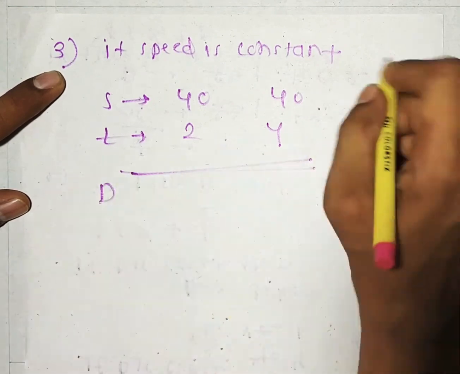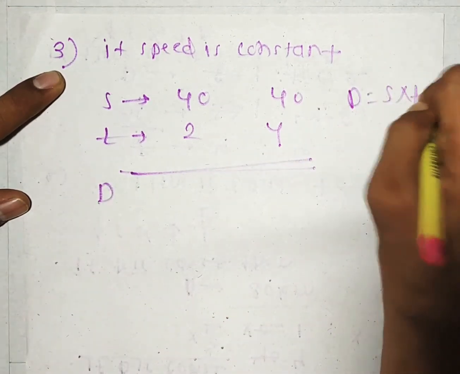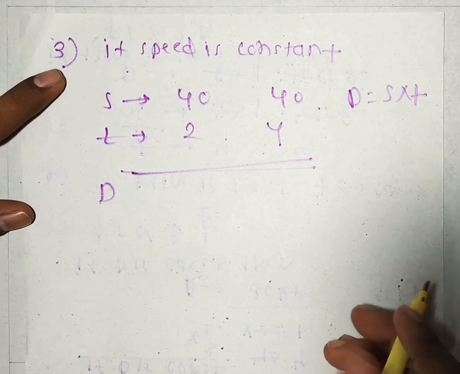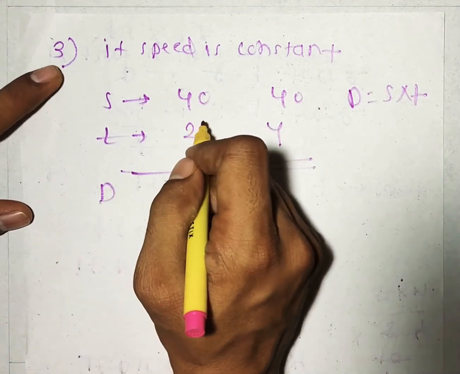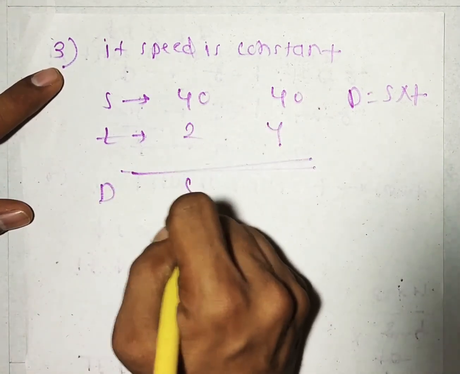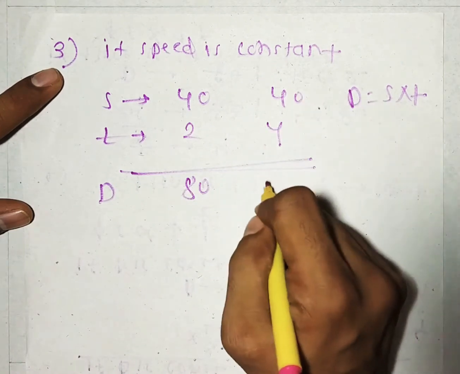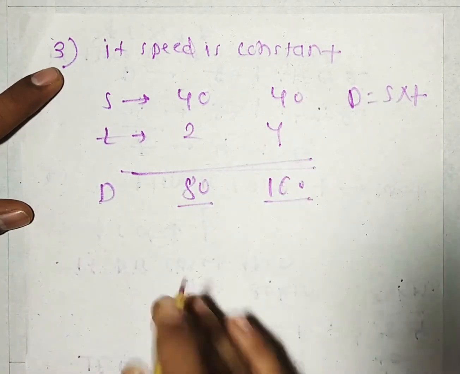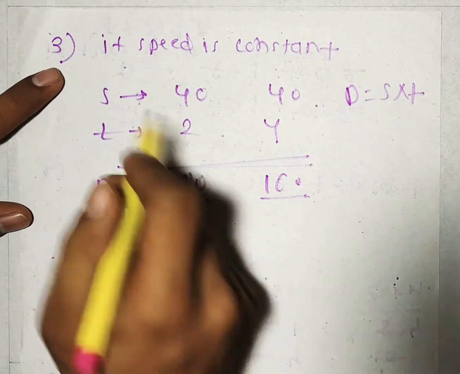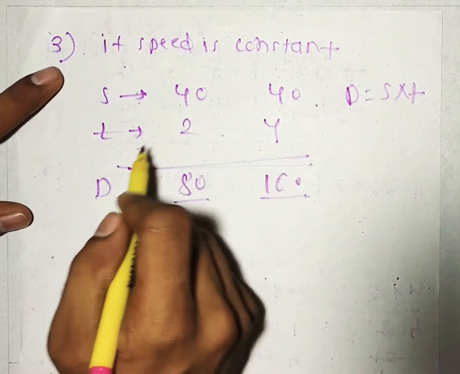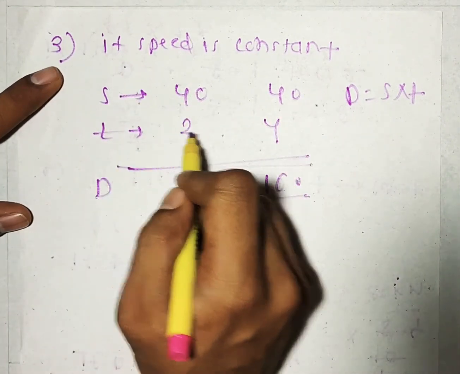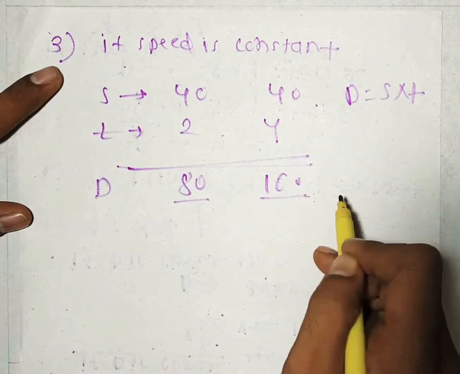We know that distance is equal to speed into time. So 40 twos are 80 and 40 fours are 160. Observe carefully here: speed is constant and time is 2 and 4. Distance will be 80 and 160.